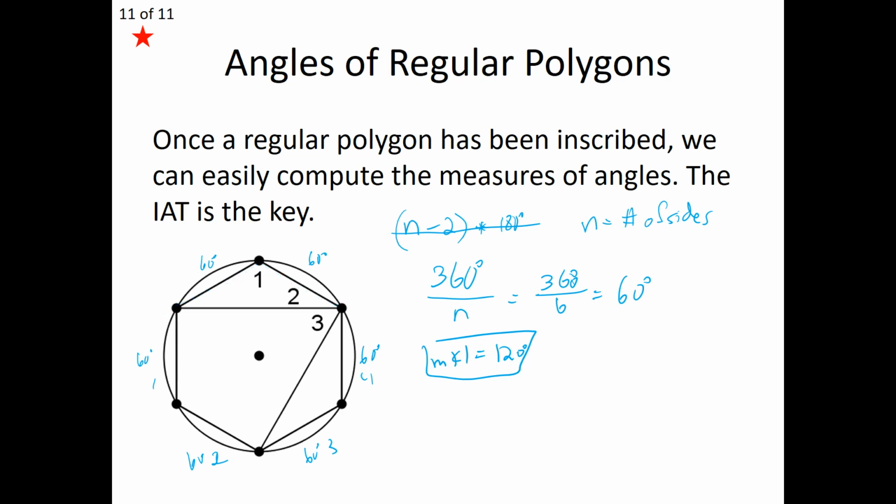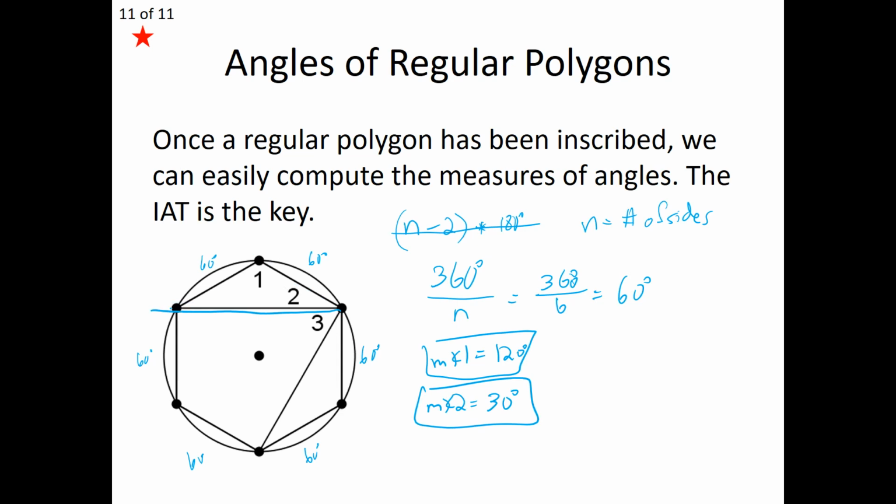Okay, let's rinse and repeat that for angle 2 now. Angle 2 is cutting out only 1 arc. Look at that. And we know the measure of that 1 arc: it's 60 degrees. So the measure of angle 2, being inscribed, must be half of the measure of the arc that it cuts. And there we have it. We've got the measure of angle 2.